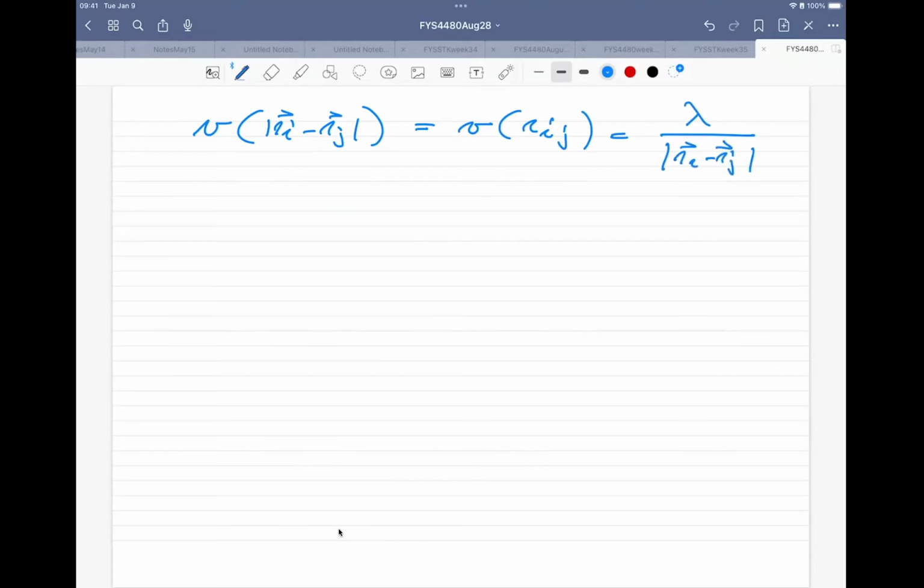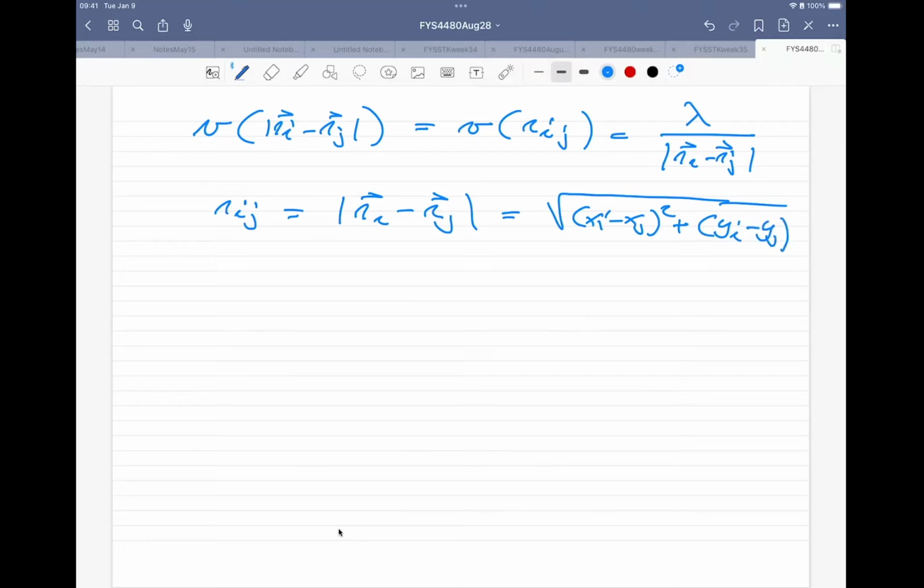And just to remind you quickly, this r_ij is just a shorthand for the absolute value of the relative distance. If we are in 2 dimensions, this is the square root of (x_i minus x_j) squared, for the 2-dimensional case, plus (y_i minus y_j) squared. If you have 3 dimensions, you have to add a z, etc. So this is one of the most common types of interactions which we have. Okay, any questions so far?